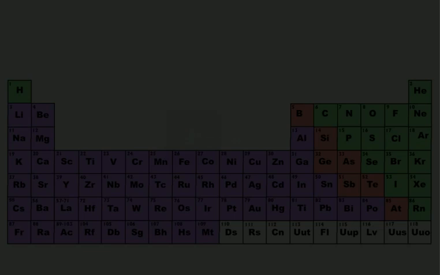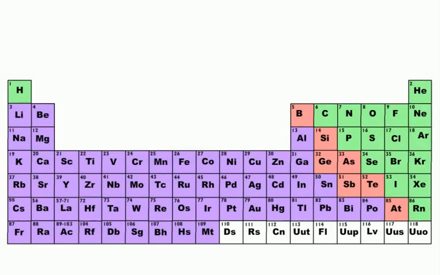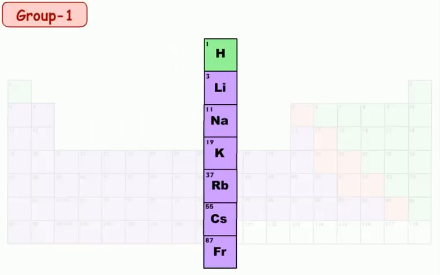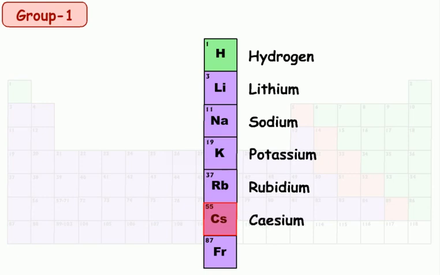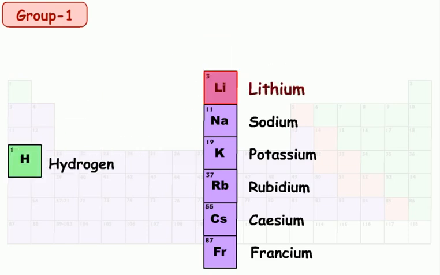Metals. Students, let us take a look at a periodic table. In group 1, we can see the elements like hydrogen, lithium, sodium, potassium, rubidium, calcium, and francium. Except hydrogen, all the other elements in group 1 are metals, aren't they?